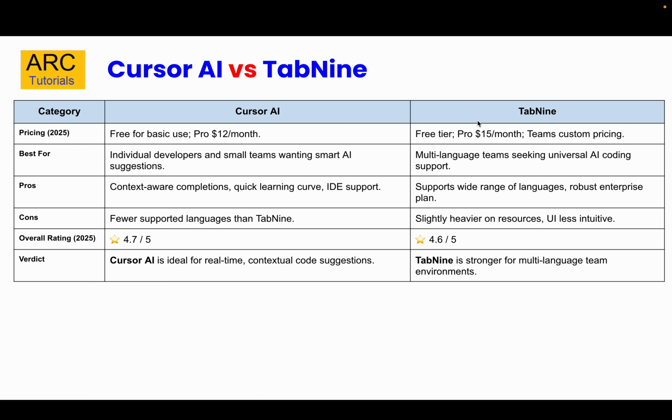Alright, so talking about the pricing, the Cursor AI plan is free for basic use, but if you want to go with the additional Pro plan, it's $12 per month. Tabnine also offers you a free tier, and the Pro plan starts at $15 per month.